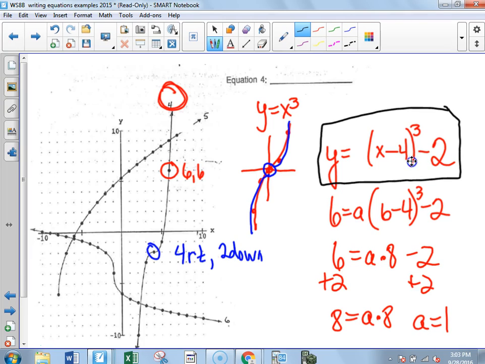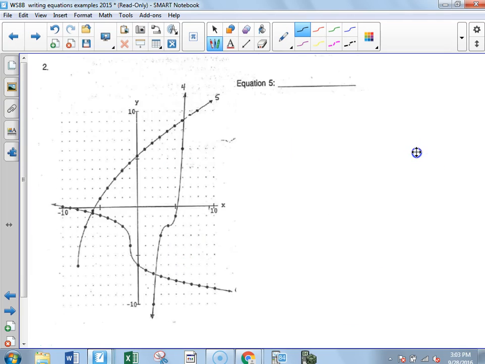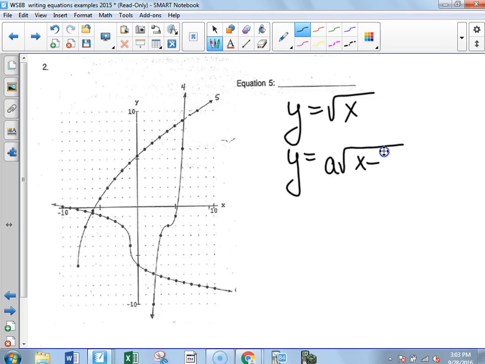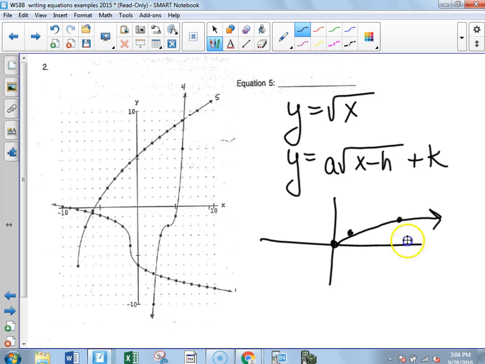All right, you ready to try one on your own? What shape is number 5? Anybody know the parent function? Yes. So, guys, the form is the same. The stretch is multiplied out front. Any shift left or right is inside, and any shift up or down is outside. The square root function, though, normally goes through what points? 0, 0, 1, 1, 4, 2, because it's square root, yep.